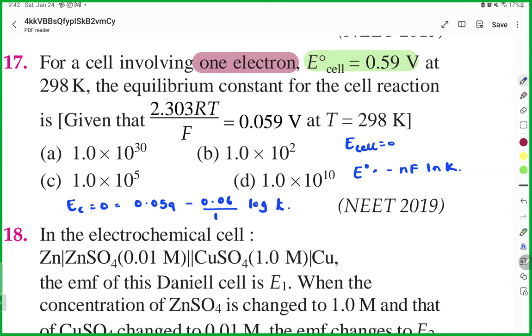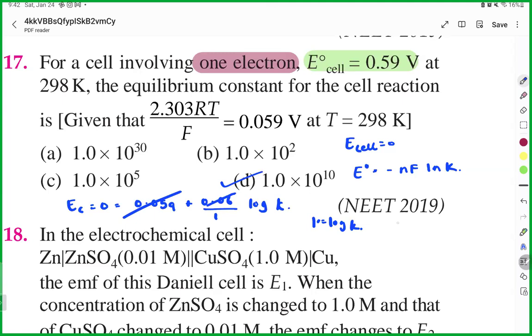So it will go to the other side and become positive. The 0.06 and 0.06 cancel. It will be 1 log K. And then 0.6 and 0.06, so you can basically move the decimal, it will be 10. So it will be equal to 10, option D. D, 10. Yes, sir. Why?